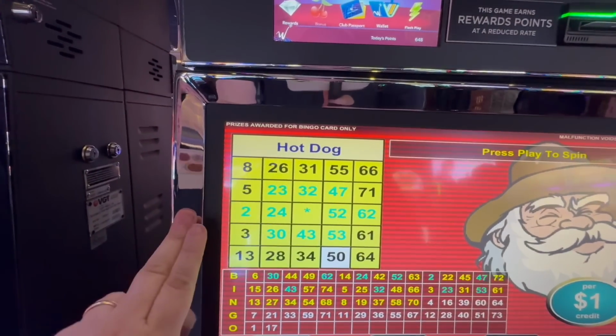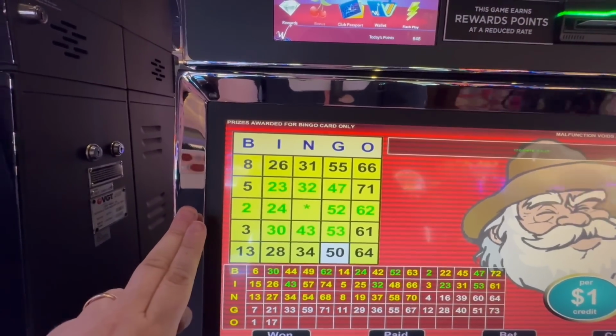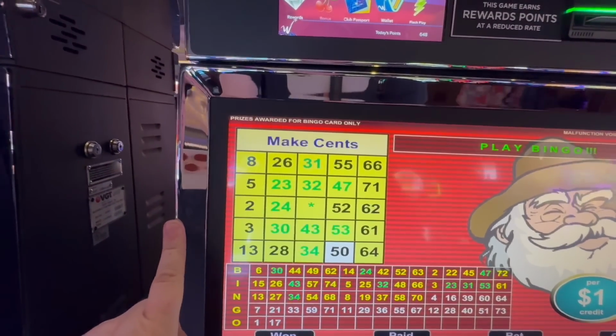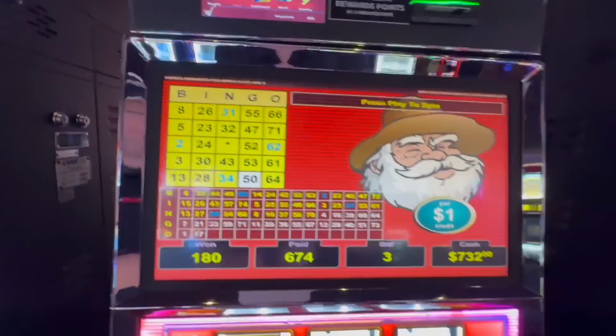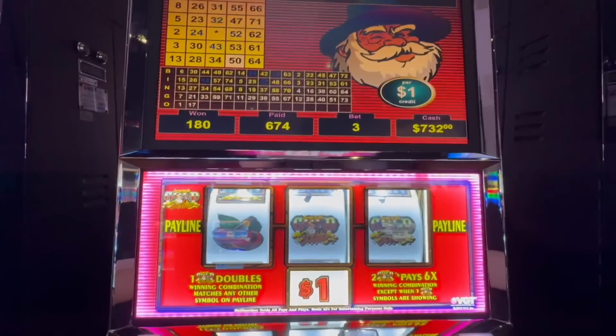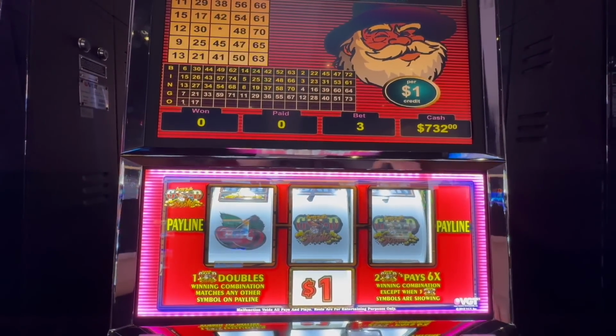Hot dog. And makes sense. I think that was the last one. Yeah, that was the last one. So there you go, guys. That's what a red screen looks like, and that was a really good one too. Paid $674 on a $3 bet.